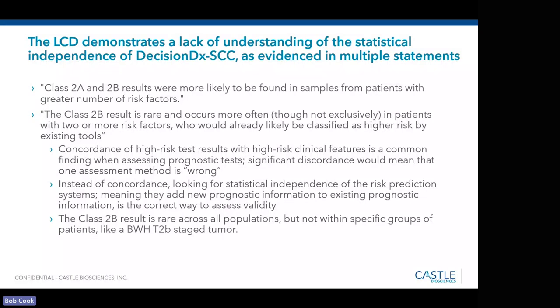Independence is indicated by a significant test impact in multivariable models that combine multiple prognostic factors to predict risk of a recurrence or other event. And so while a class 2B result, for example, may be rare, it has a significant impact on the multivariable models of prognostication, particularly in patient groups like Brigham and Women's Hospital stage T2B, where the class 2B result is not rare. I'll have other examples of this independence in the following slides as well.